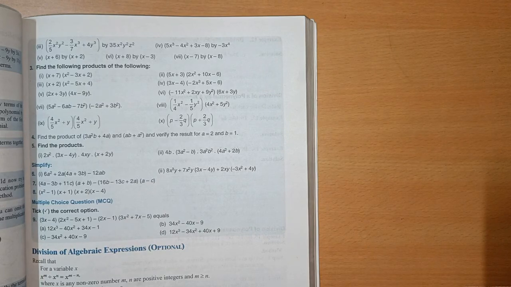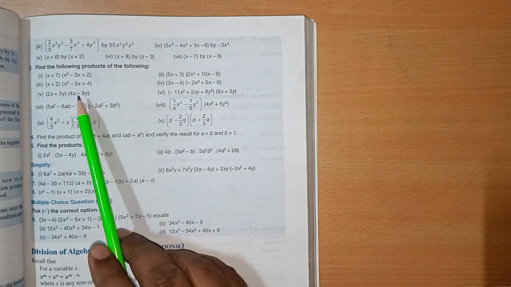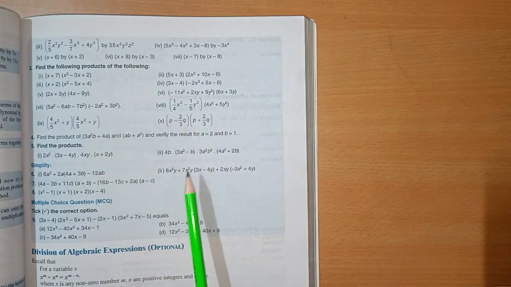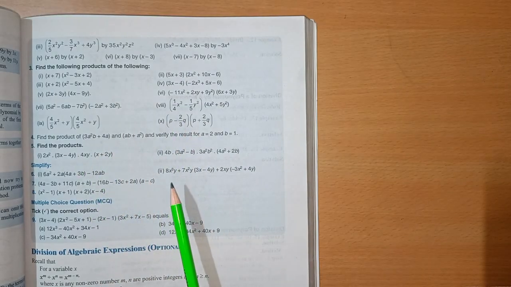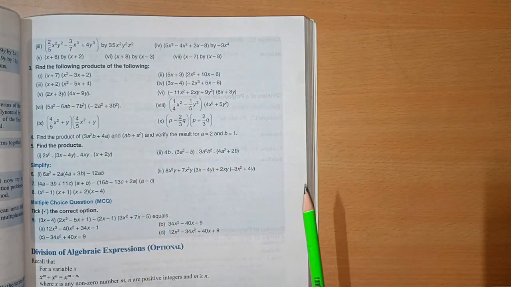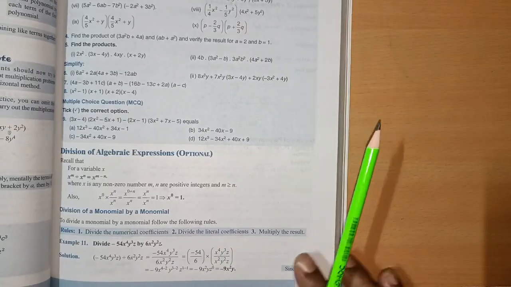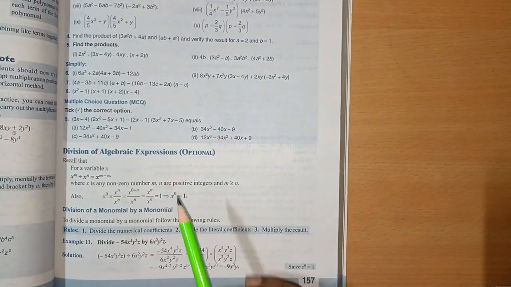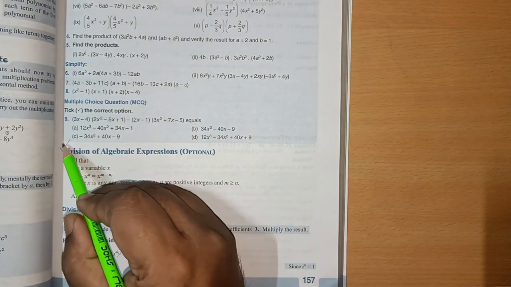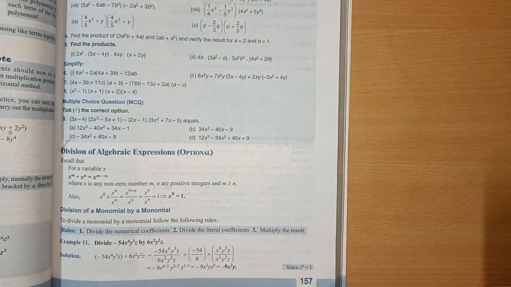Okay students, so now you can see there are some more examples for you to work out for multiplication of algebraic expressions. Right, now we will start the division of algebraic expressions. Okay, so this is what we are going to start now.